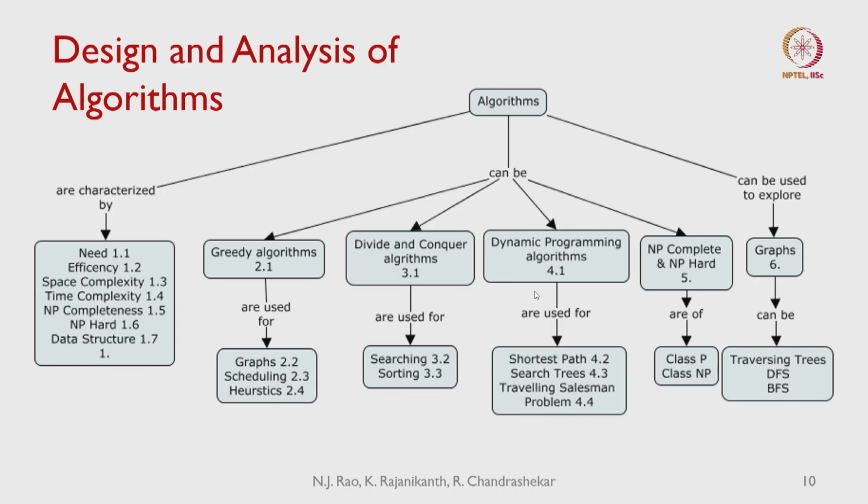For example, this is a concept map created for design and analysis of algorithms. We will return to that later. If you look at this, algorithms is a concept, and here a whole number of concepts are there. So what happens, algorithms are related to this bunch of concepts here. Okay.